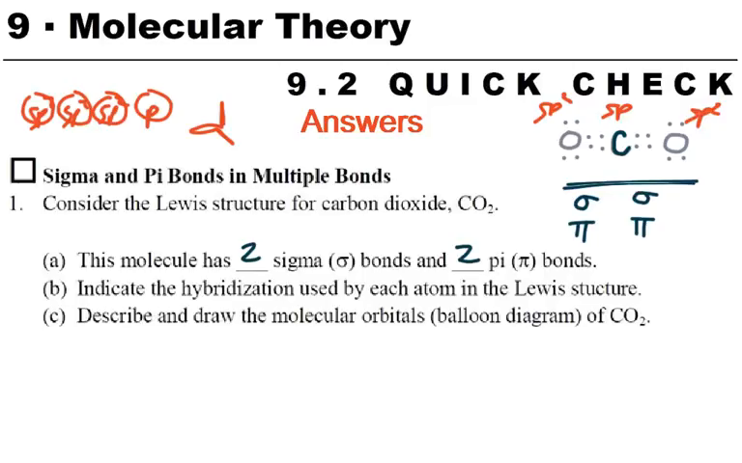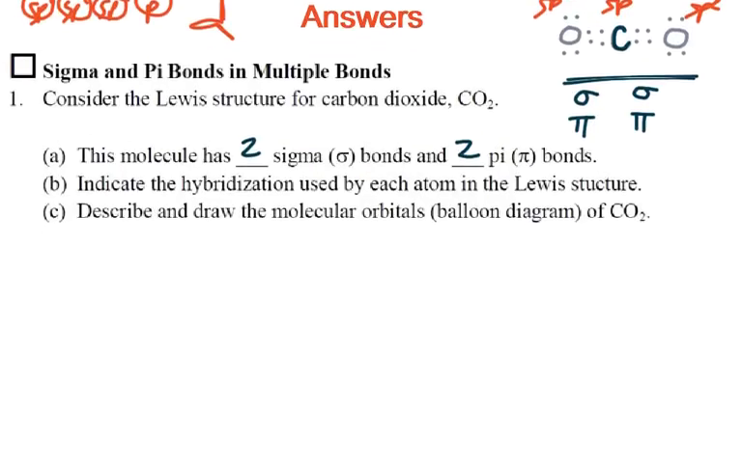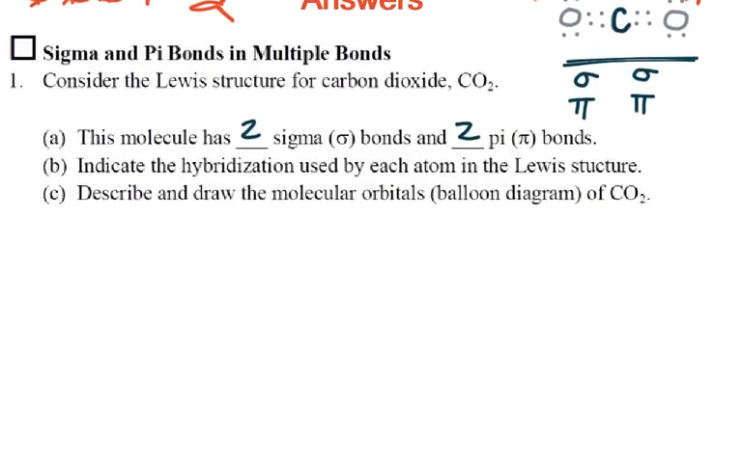Okay, describe and draw the molecular orbital, that balloon diagram. So here we go. So we have sort of carbon dioxide. I'm going to color code a little bit, and I'm going to say that one of these pairs of electrons is going to be in a sigma bond on each side, and one of those pairs of electrons is going to be in a pi bond. In fact, what I'm going to do is make one pi bond in one direction one color, and the pi bond in the other direction another color.